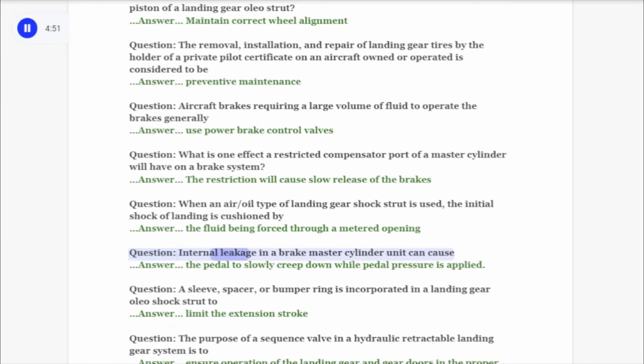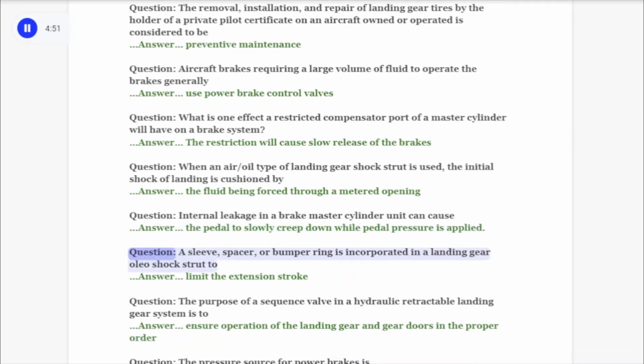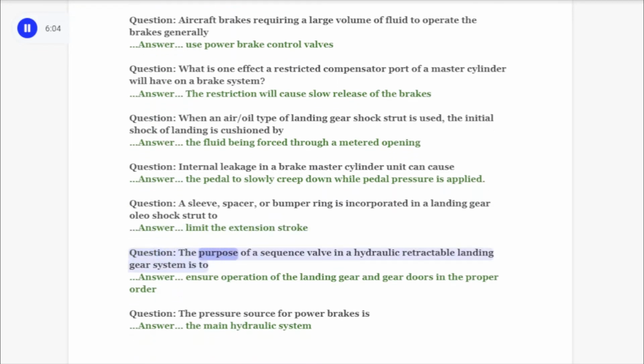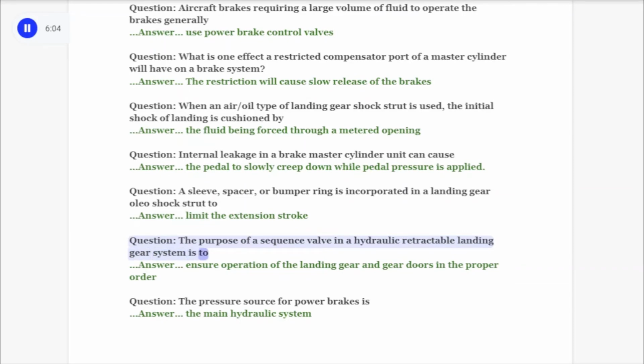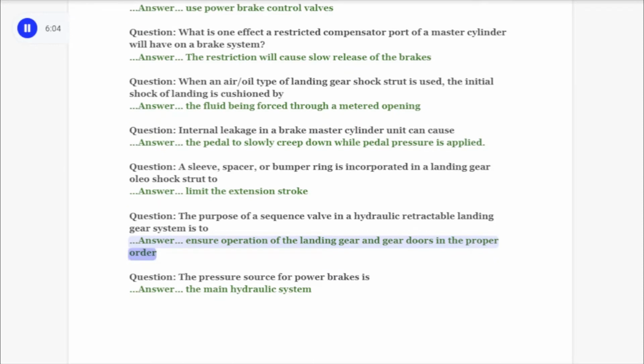Question: internal leakage in a brake master cylinder unit can cause. Answer: the pedal to slowly creep down while pedal pressure is applied. Question: a sleeve, spacer, or bumper ring is incorporated in a landing gear oleo shock strut to. Answer: limit the extension stroke. Question: the purpose of a sequence valve in a hydraulic retractable landing gear system is to. Answer: ensure operation of the landing gear and gear doors in the proper order.